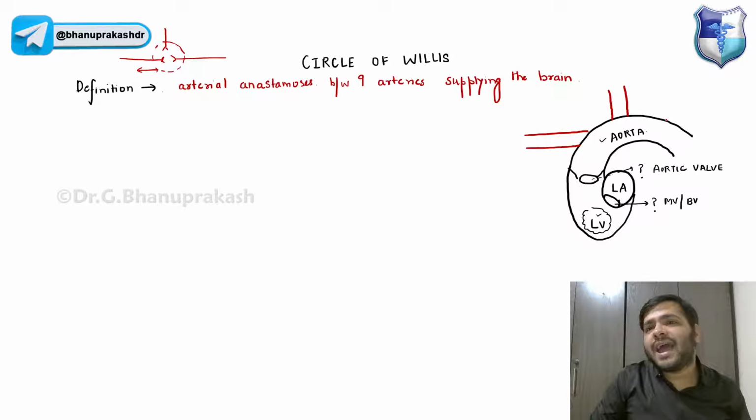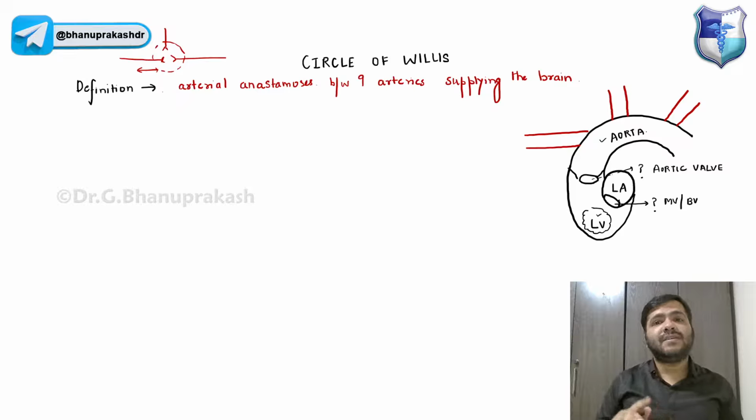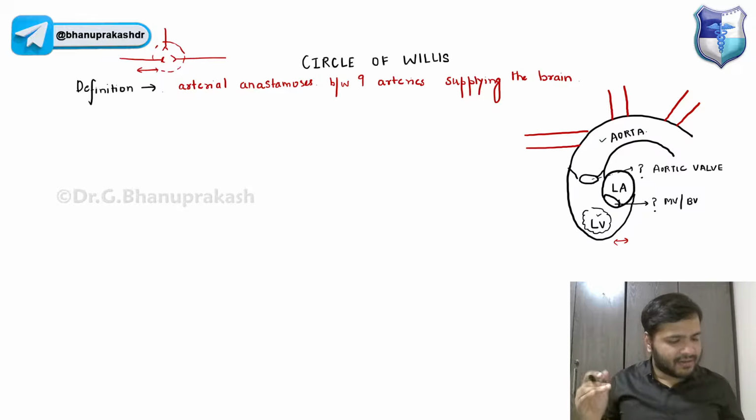Please try to make it as simple as you can. Nothing fancy has to be drawn, guys. Basically, the tricuspid valve is present between the right atrium and the right ventricle. I am talking about only the left part of the heart over here.